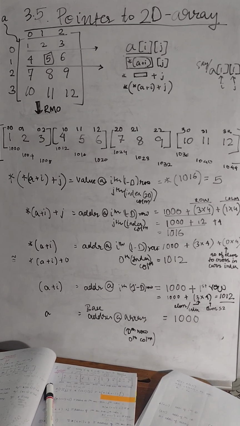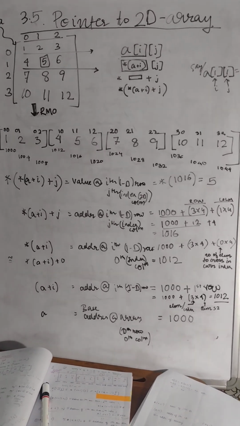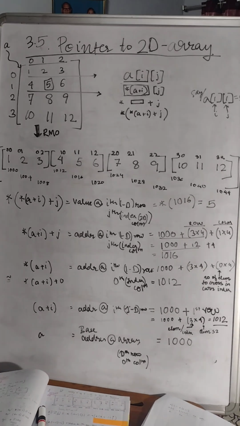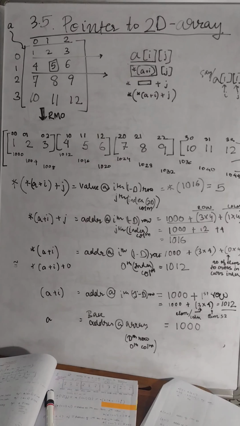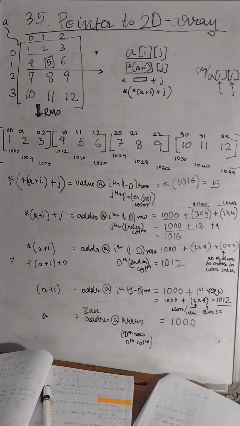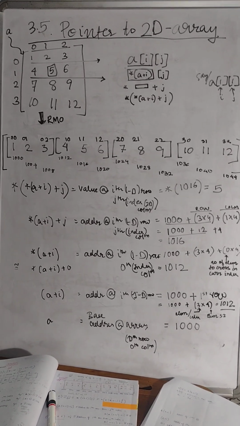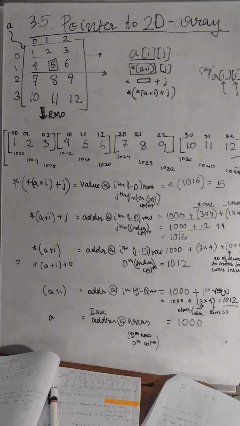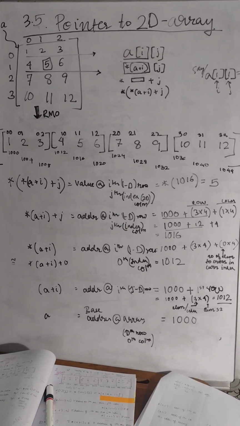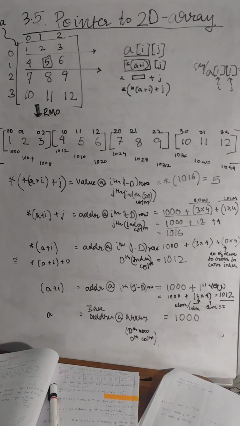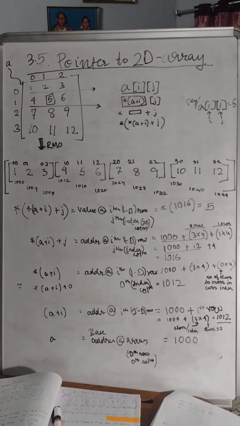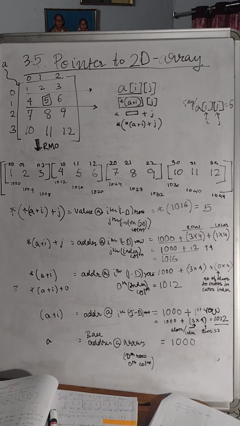Until now we were getting the addresses to reach there. Since we have two indexes, we will need two dereference pointers over here to dereference each of these indexes. We can just imagine it like that. So for 2D we will be using two dereference pointers, for 1D we will be using one dereference pointer, and in this way we now dereference at 1016 and we get the value 5 finally. So this is all about pointer to 2D array.